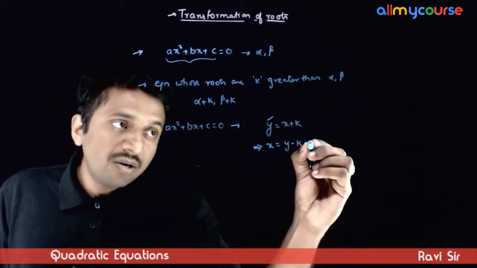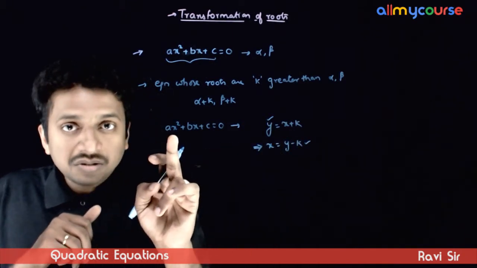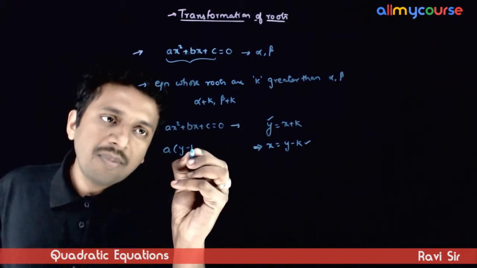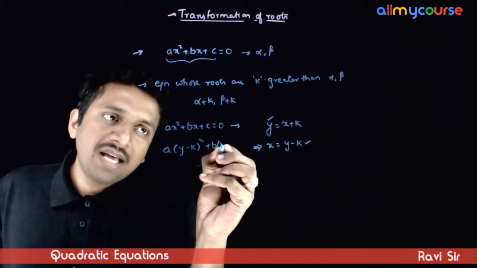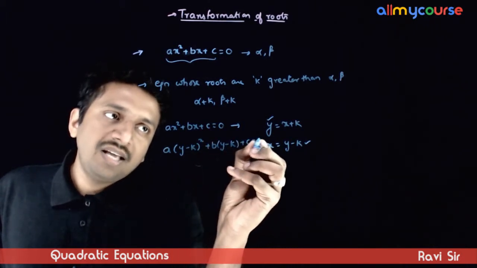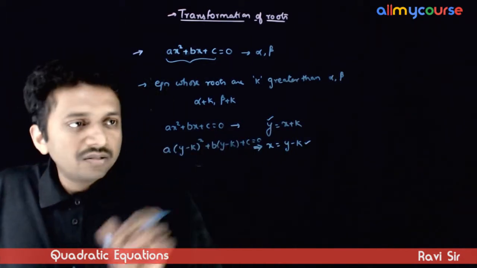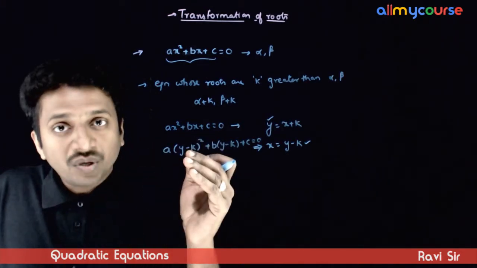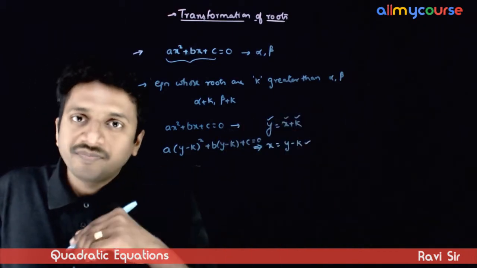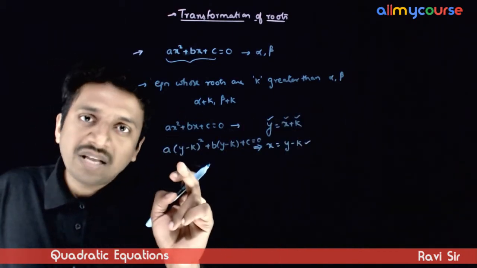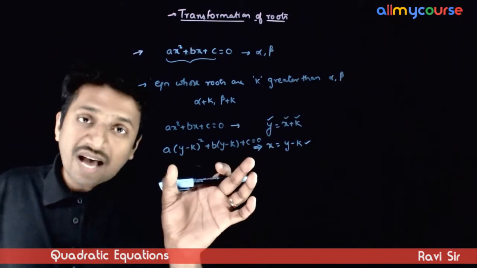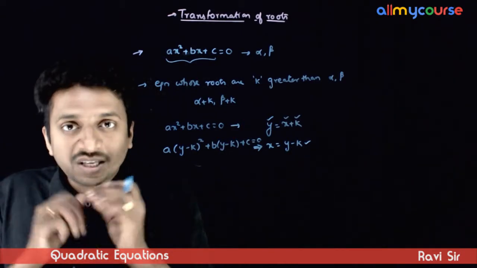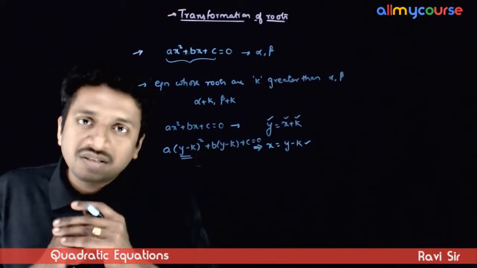Now if x is equal to y minus k, but x satisfies this equation, so y minus k has to satisfy this equation. So you get a times y minus k whole square plus b times y minus k plus c is equal to 0. This is the equation in y, which is a quadratic, and the roots of this equation are y, which is x plus k. That means if alpha is a root of this, alpha plus k will be a root of this. So we have effectively created an equation whose roots are alpha plus k and beta plus k just by substituting y minus k in the place of x.